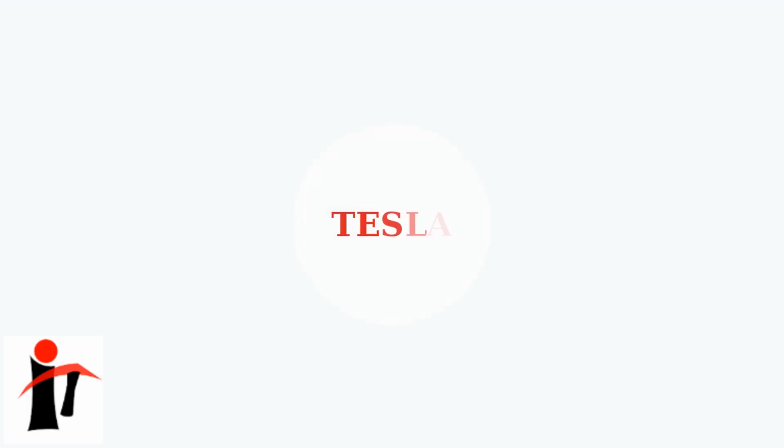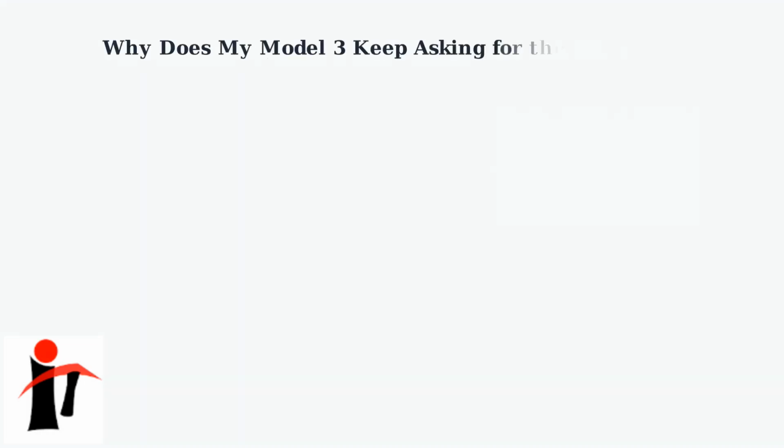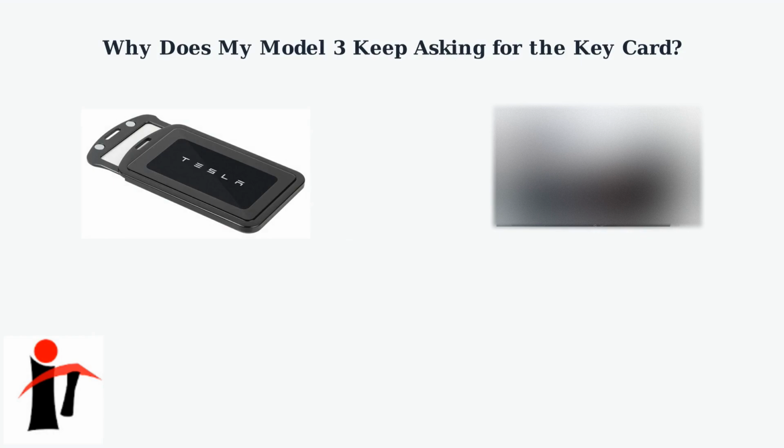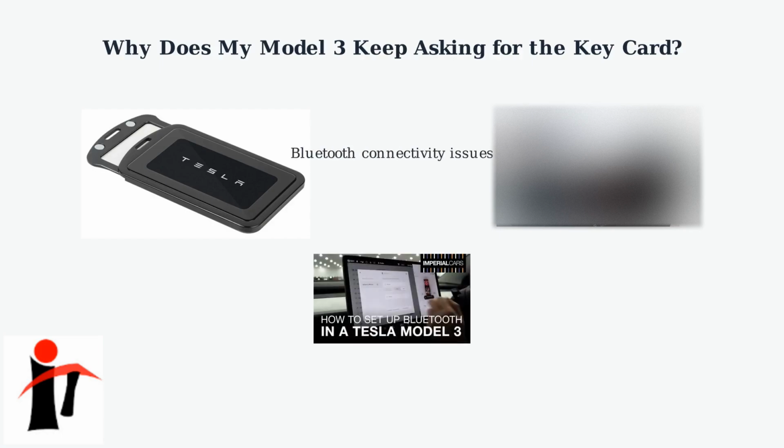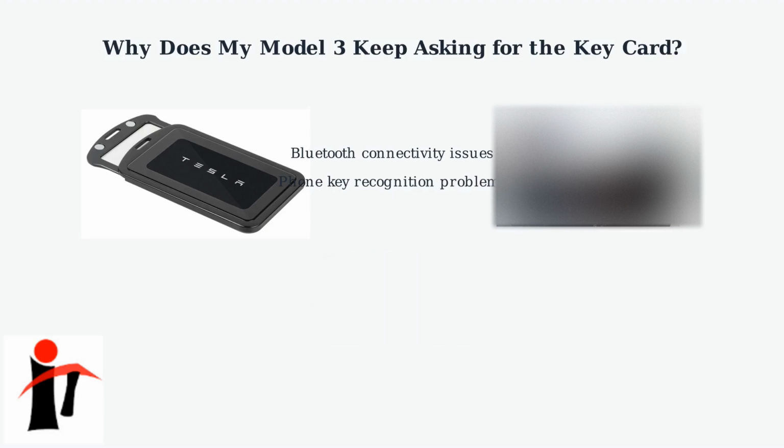Many Tesla Model 3 owners experience frustrating prompts to use the key card, even when their phone key is properly set up. This common issue typically stems from several underlying causes that can disrupt the vehicle's access system. The primary reasons include problems with Bluetooth connectivity, where the car fails to detect your phone's signal within the required range. Phone key recognition issues can occur when the app doesn't properly authenticate your device.